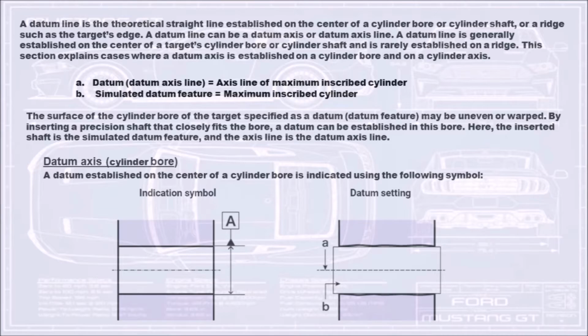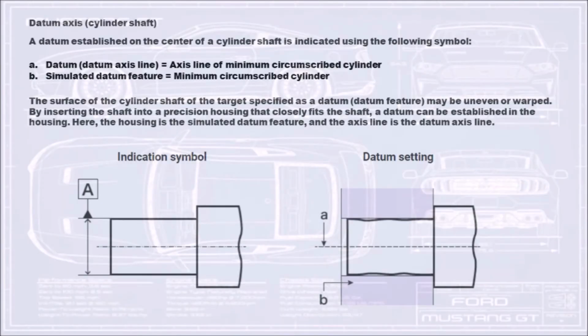B simulated datum feature equals the maximum inscribed cylinder. The surface of the cylinder bore of the target specified as a datum feature may be uneven or warped. By inserting a precision shaft that closely fits the bore, a datum can be established in this bore. Here, the inserted shaft is the simulated datum feature, and the axis line is the datum axis line. Datum axis, cylinder bore. A datum established on the center of a cylinder bore is indicated using the following symbol, as shown. Datum axis, cylinder shaft. A datum established on the center of a cylinder shaft is indicated using the following symbol, as shown below.